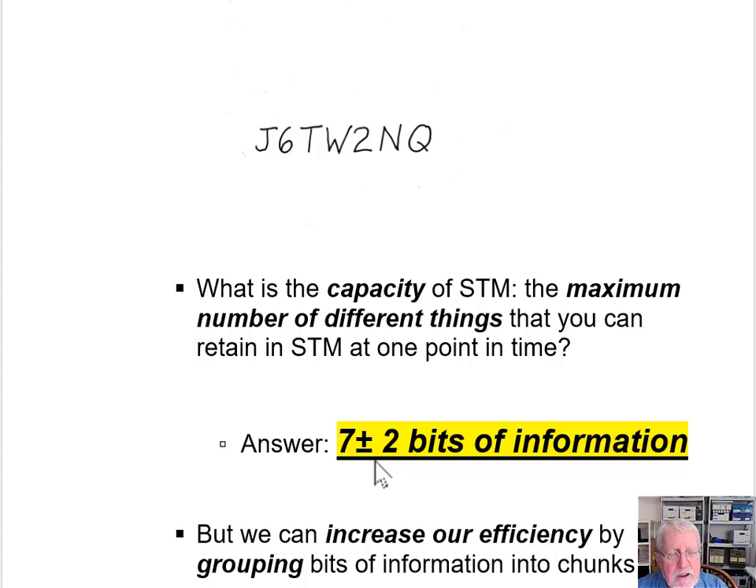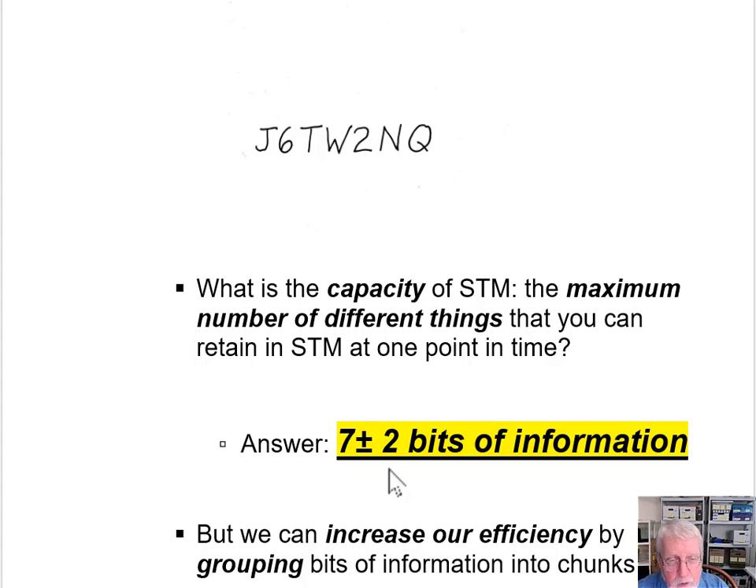Well, 7 minus 2 is 5. Some people can only keep about 5 bits of information in short-term memory at a time. 7 plus 2 is 9. This reflects the fact that some people can keep more. Some people can keep 9 bits of information in short-term memory at a point in time.